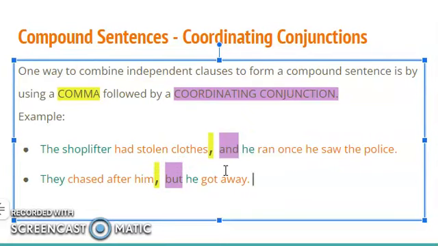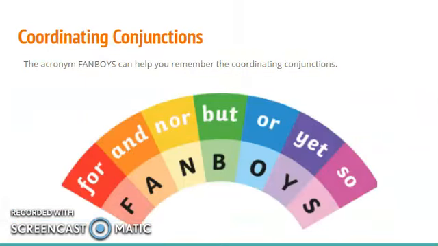So double check yourself when you are looking at compound sentences. You can cover up all of the second half and check, is the shoplifter had stolen clothes a complete thought? Can it stand by itself? Yes, you're good. Then cover up this side. Is he ran once he saw the police a complete thought? Can it stand on its own? Yes, you're good.